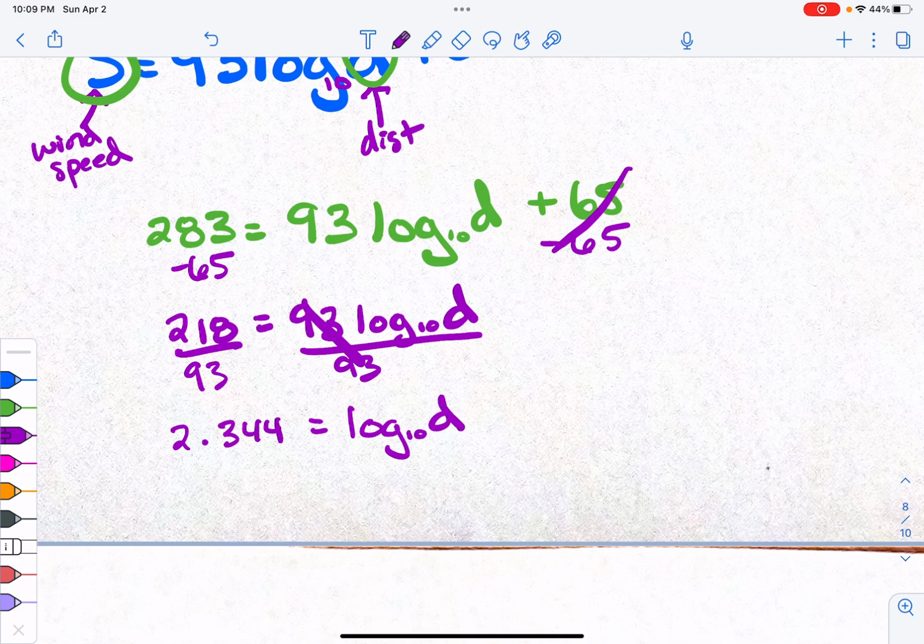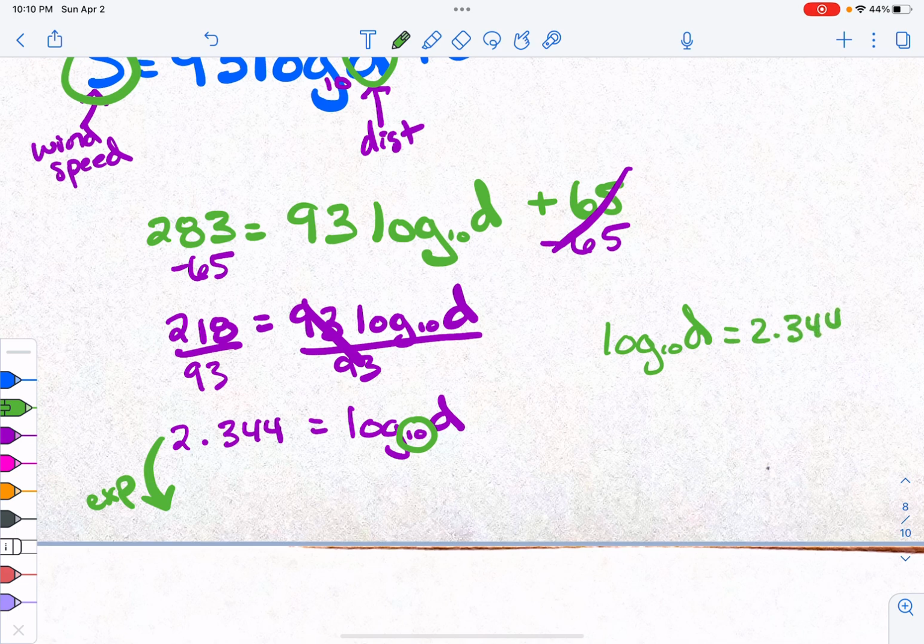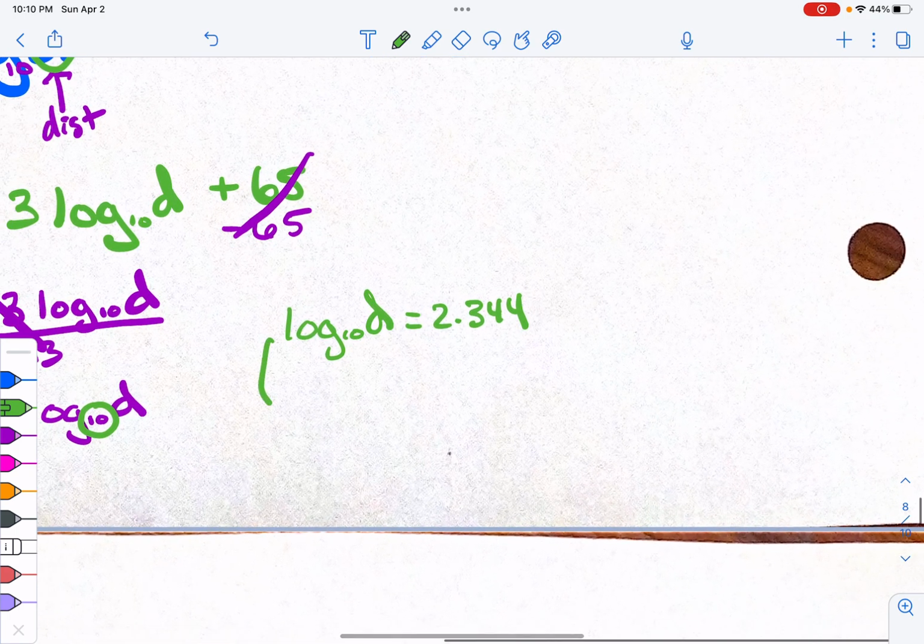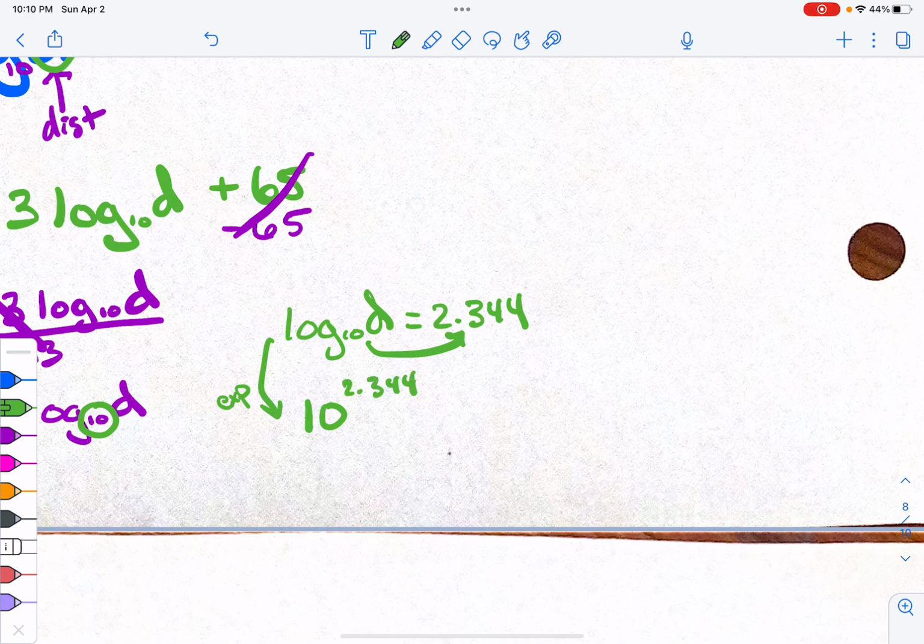Okay, now we're stuck. Now what do we do? Well, here's the rule again. This is a log function, right? And when we get stuck, we make it an exponential function. We switch it to an exponent, okay? So the base of my log is 10. Usually we have this written as log base 10 of D equals 2.344, so if you need to, you can flip it around and rewrite it. Now let's make it an exponential function. The base is going to stay 10, and the exponent is 2.344 or whatever we had, and that's equal to D. Then all I have to do is take 10 to that power, and that will give me the distance.